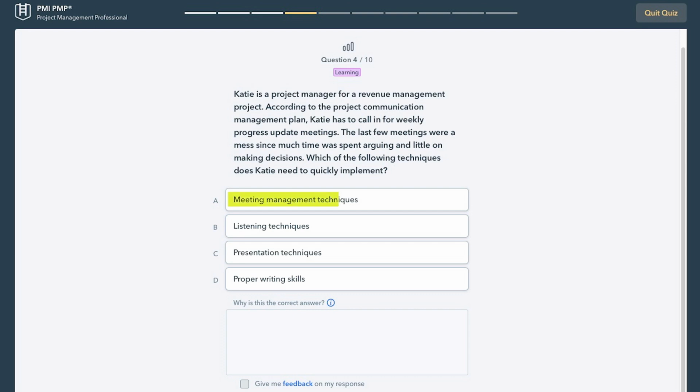Choice A, meeting management techniques. Choice B, listening techniques. Choice C, presentation techniques. And lastly, choice D, proper writing skills.